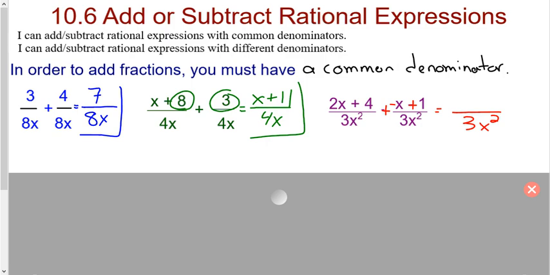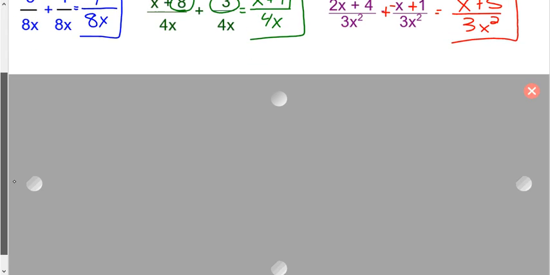So we got 2x and negative x add to be x. Again, you can put the 1 if you'd like. 4 plus 1, positive 5. And again, we have a binomial over a monomial. That doesn't simplify, so that would be your final solution.